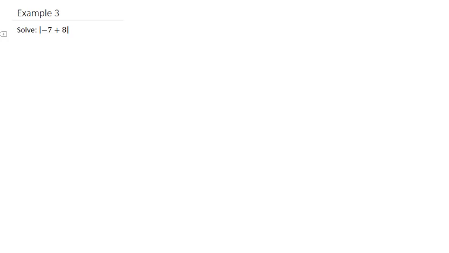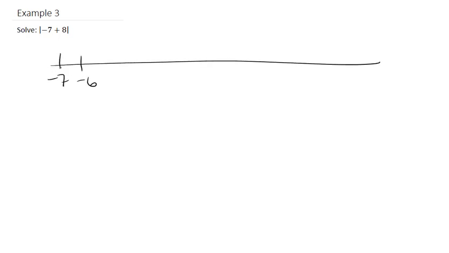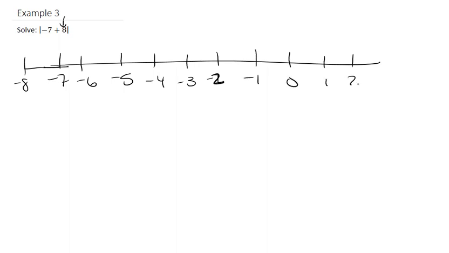Example 3, solve for the following. We have -7 plus 8. So if we start at -7, we know we need to go to the right. So here we start at -7, and then we know we need to move over 8 units. So we go 1, 2, 3, 4, 5, 6, 7, 8. So we end up at 1.